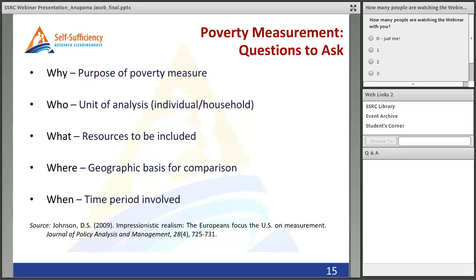The who refers to the unit of analysis. Should it be at the individual level, family level, or household level? The what refers to what resources should be included. Should it be cash income plus government transfers, or something else? The where refers to the geographic basis for comparison. Should it be local, national, or international? And when refers to the time period for measurement, whether it should be annual, shorter, or longer.